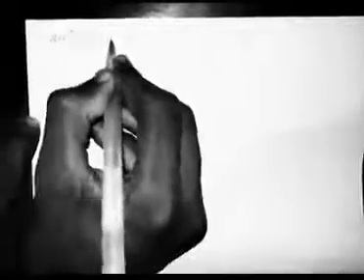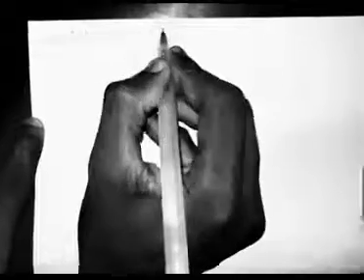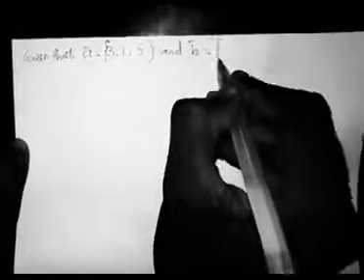Given that A is equal to 3, 1, 5, so we have vector A to be 3, 1, 5, and B is equal to 1, 2, 5. So I want to check whether it is linearly dependent or linearly independent.